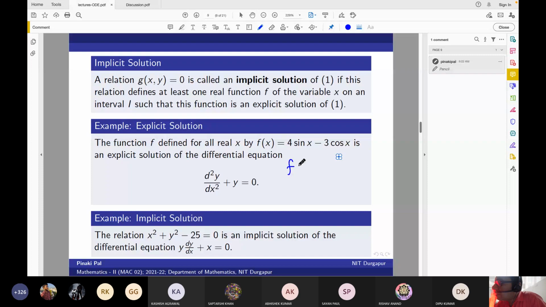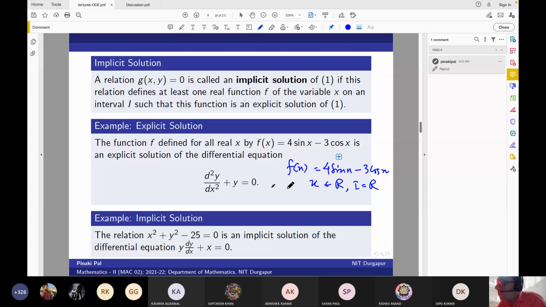Here f(x) is equal to 4 sin x minus 3 cos x, and f(x) is defined for all x belonging to R. Your interval is now the entire real line.